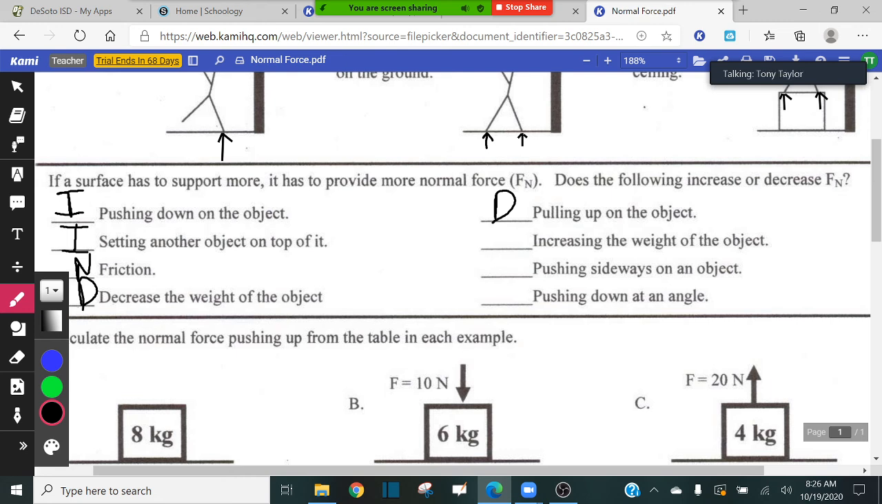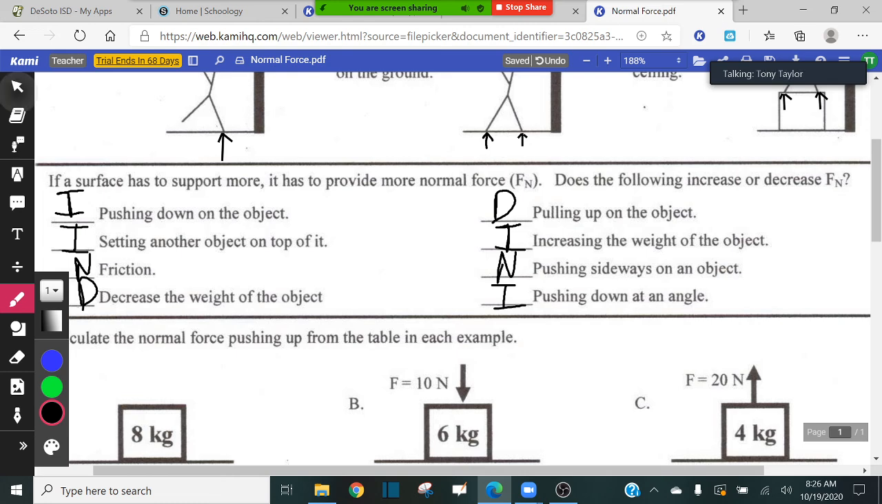Okay. So pushing down on an object increases the normal force. Pulling up must decrease the normal force. Okay. What about increasing the weight of an object? Increasing the weight of the object must increase the normal force because you have more gravity pulling down on the object. What about pushing sideways on an object? So pushing sideways, that's a horizontal force. So in this case, it's not going to affect the vertical forces. So pushing sideways on an object does nothing to normal force. Pushing down at an angle, you're still pushing down, so that should increase the normal force.